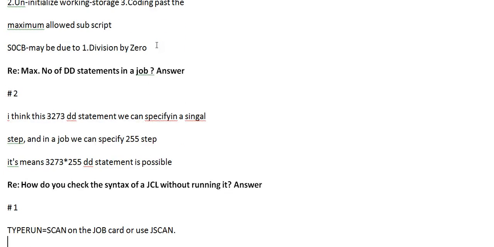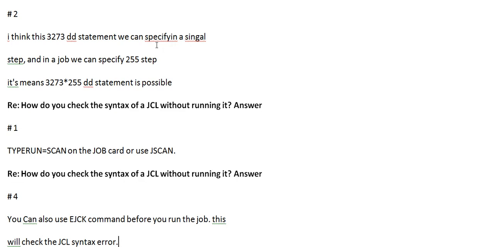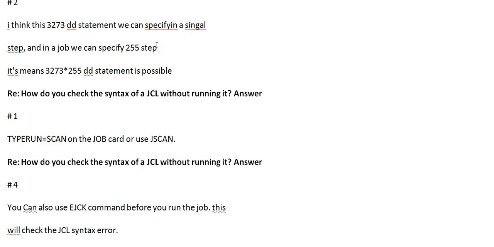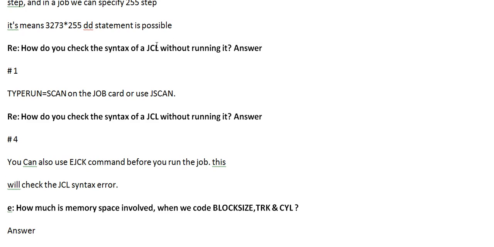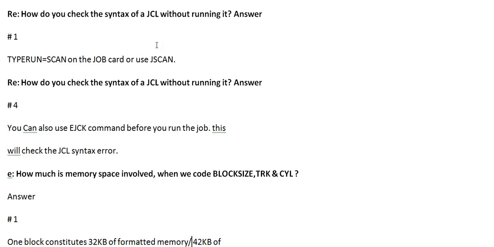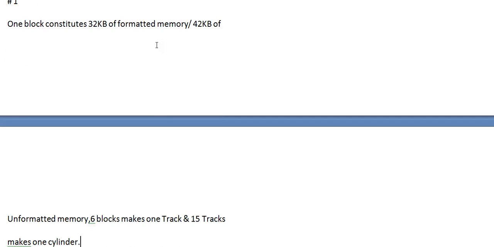Next, how do you check the syntax of a JCL without running it? The best answer is to type TYPRUN=SCAN on the job card or use JSCAN. Another method is to use the EJCK command before you run the job. This will check for JCL syntax errors. Another question is: how much memory space is involved when we code block size, track and cylinders? The best answer is that one block constitutes 32 KB of formatted memory or 42 KB of unformatted memory. 6 blocks make 1 track and 15 tracks make 1 cylinder. This would give you the best answer to an interviewer.